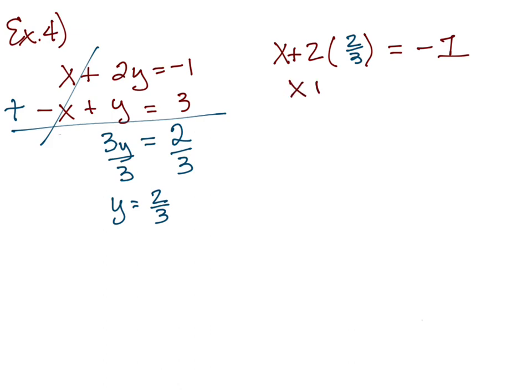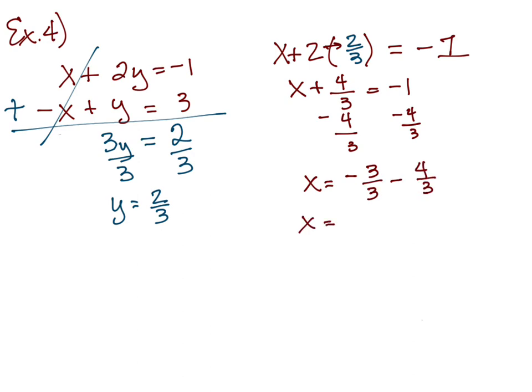So x plus, when I multiply 2 times 2/3, that comes out to be 4/3. Equals negative 1. Then we want to subtract 4/3 from both sides. What's another way I might call negative 1? Might call that 1 over 1. What if I want it in thirds? I could call it negative 3/3 minus 4/3. That's a little more clear.